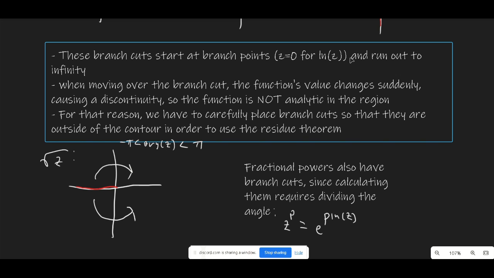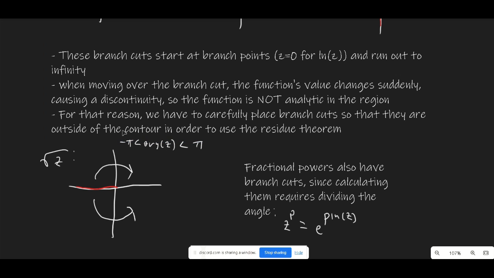When we move over the branch cut, the function's value changes suddenly, causing a discontinuity, so the function is not analytic in the region. I already discussed that. For that reason, we have to carefully place branch cuts so that they are outside of the contour, because otherwise we wouldn't be able to use the residue theorem.